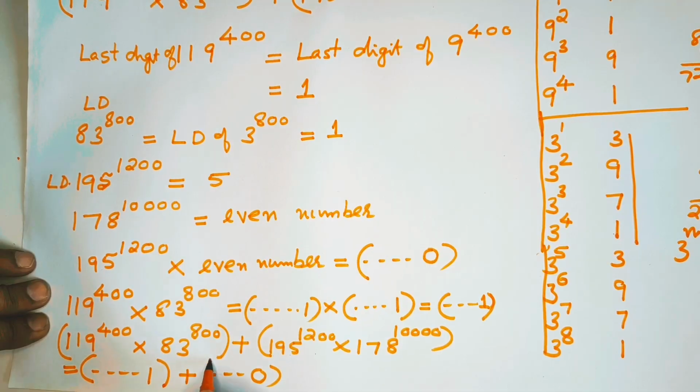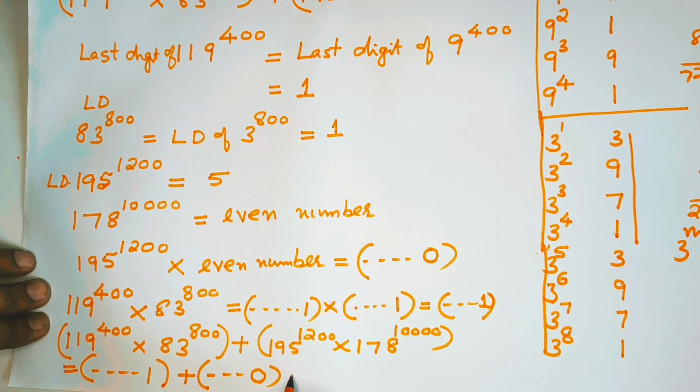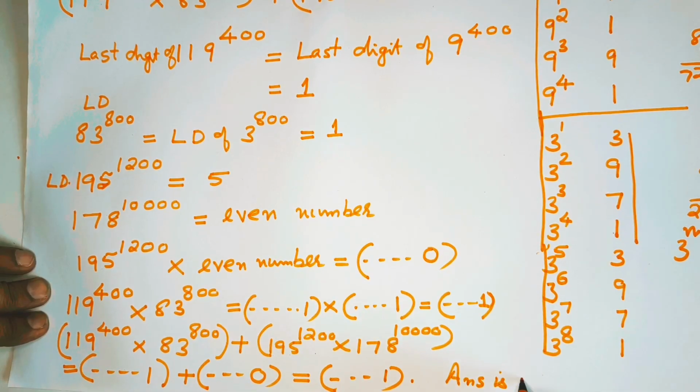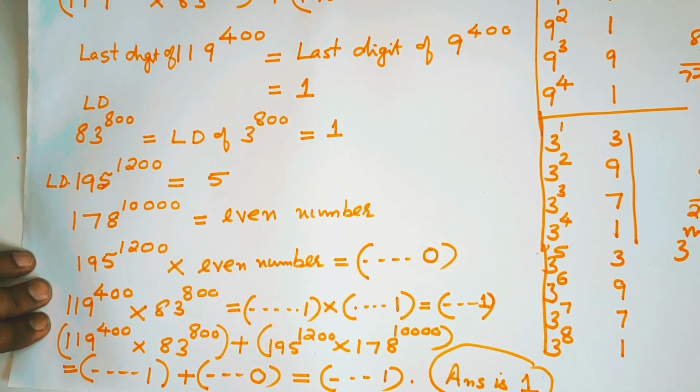So 0. Now the whole thing reduces to two numbers, the first one ending in 1 and the second one ending in 0. If you are adding two numbers whose last digits are 1 and 0, obviously the last digit will be 1. 1 plus 0, 1. So what is the final answer? The last digit of the given expression is just 1. This is the final answer.